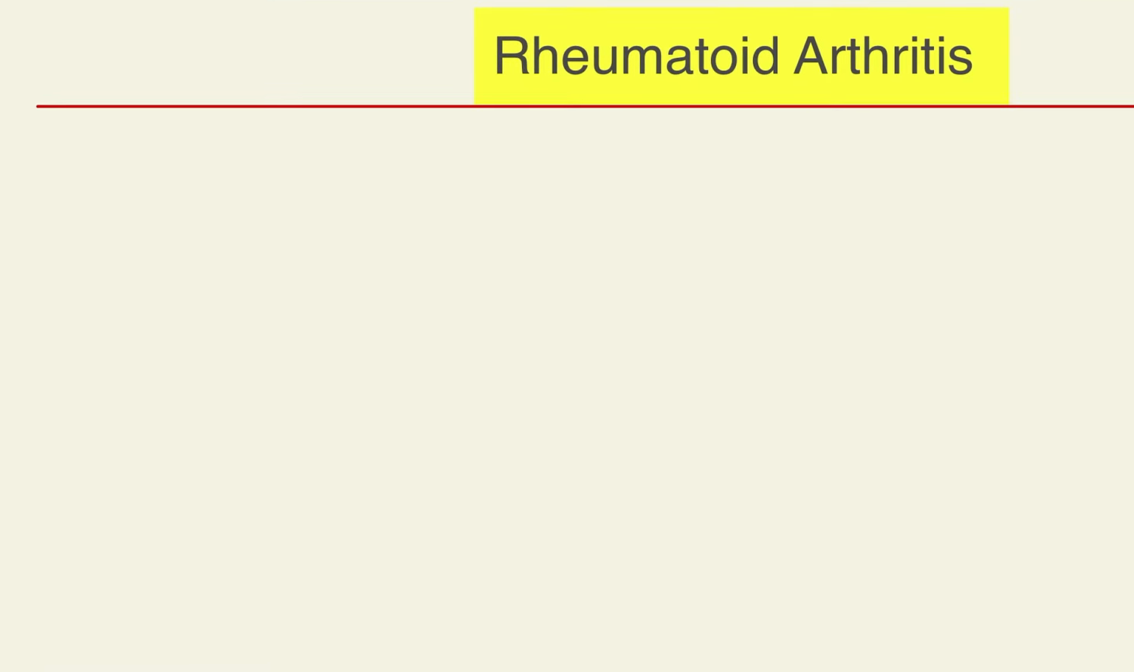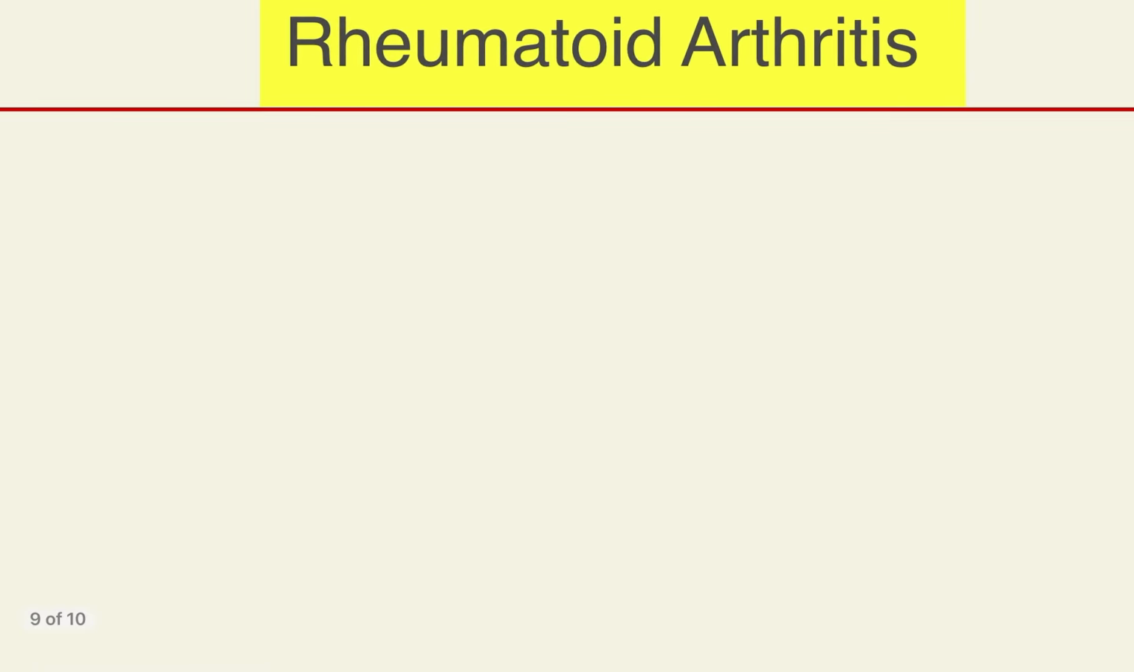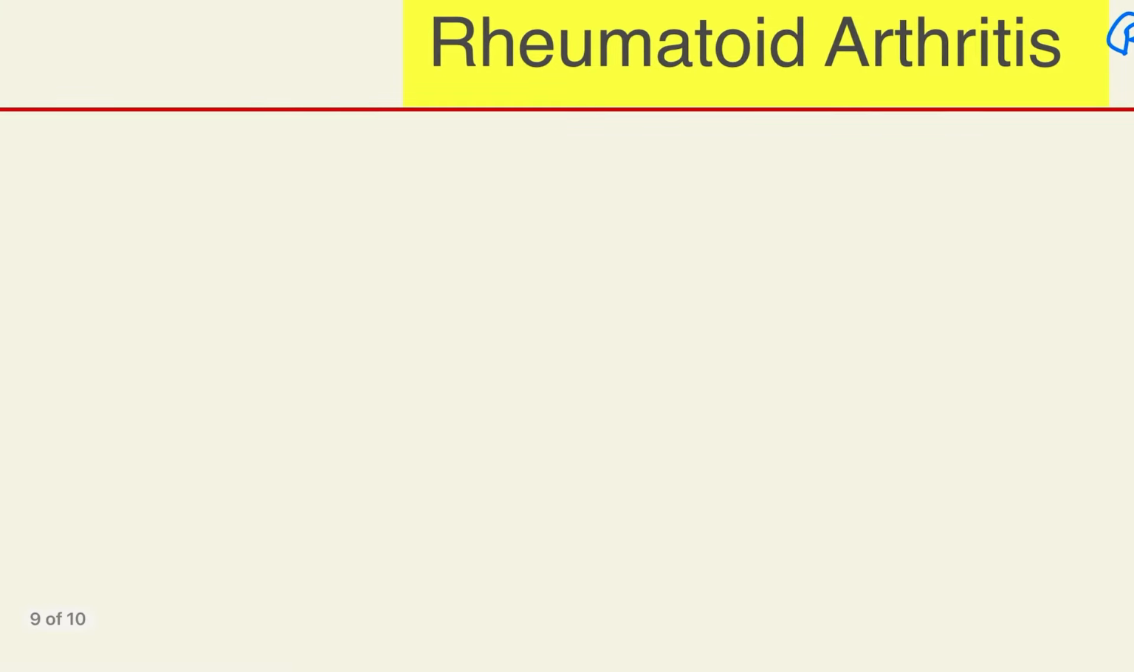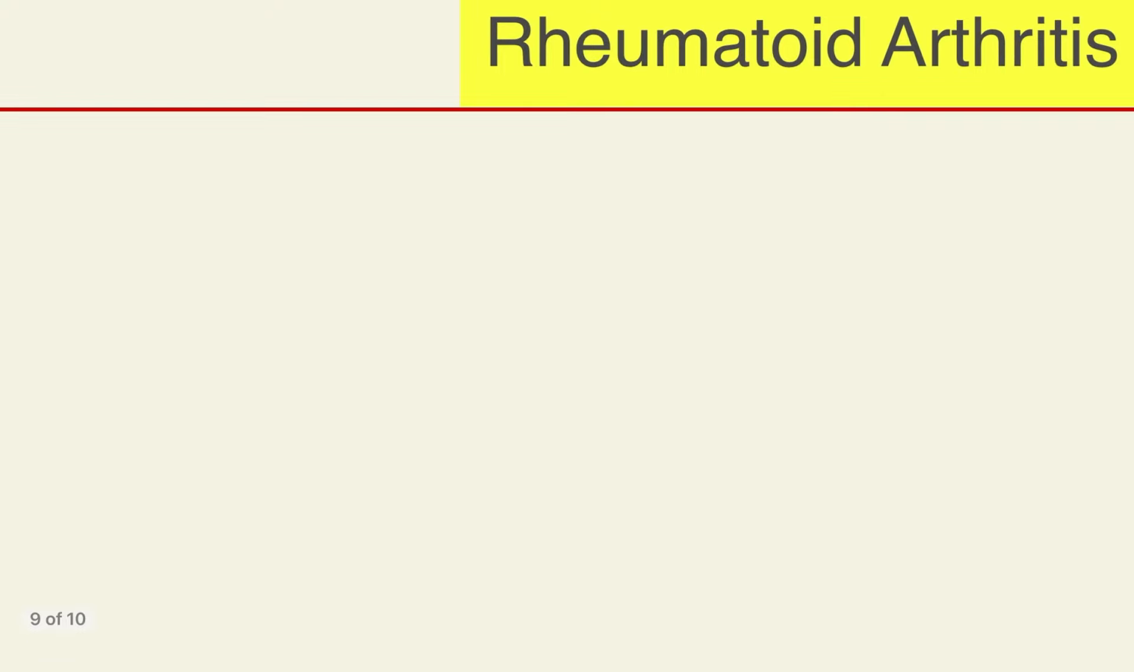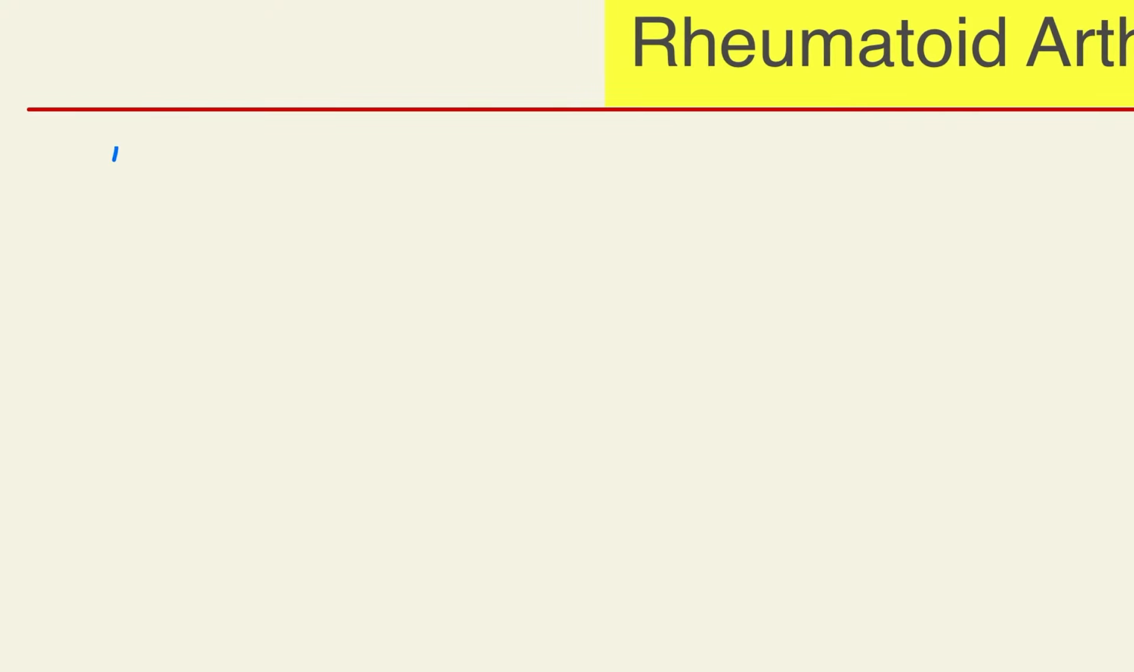To begin with, what is rheumatoid arthritis, generally called RA in medical terms? RA, that is rheumatoid arthritis, is a chronic inflammatory disease of the joints. We can say it is an inflammatory disorder which affects the joints or the bones. Most typically, the proximal interphalangeal joint is affected.